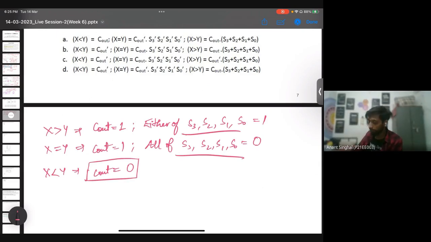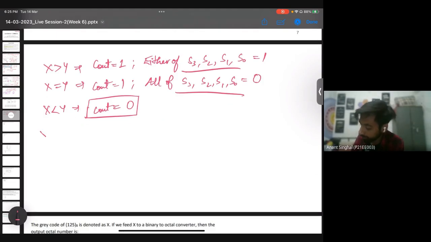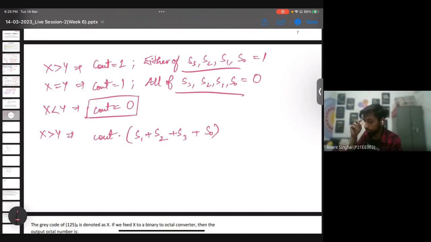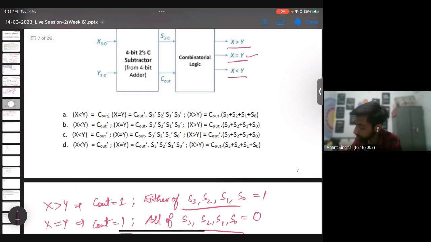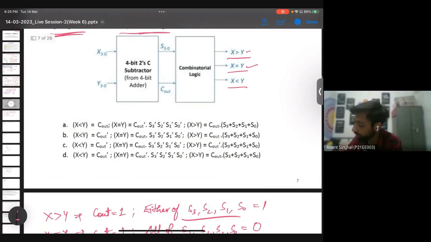So if I try to write the expression for x greater than y, Cout should be 1, and it should be ANDed with another condition. So Cout should be 1, and either of the sum bits being 1, which is an OR operation. So x greater than y will be Cout into (S1 plus S2 plus S3 plus S0).